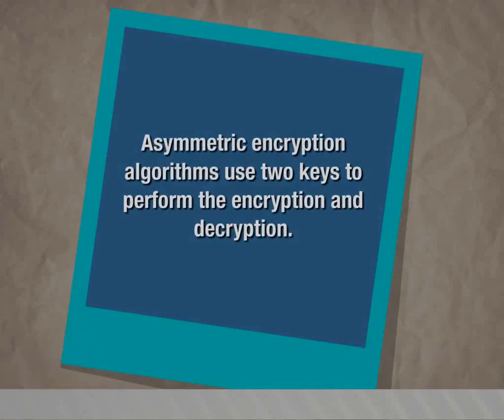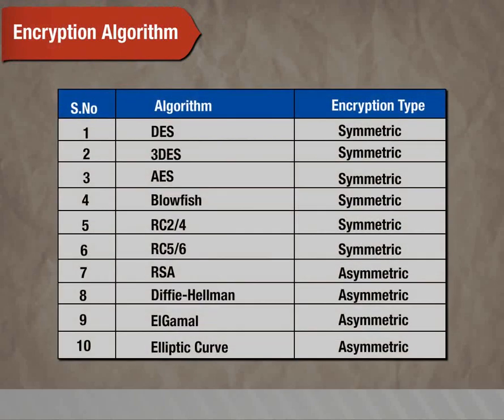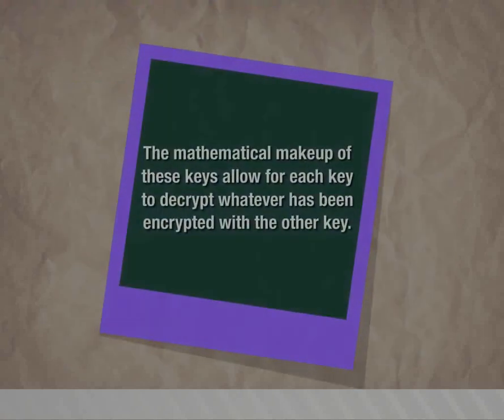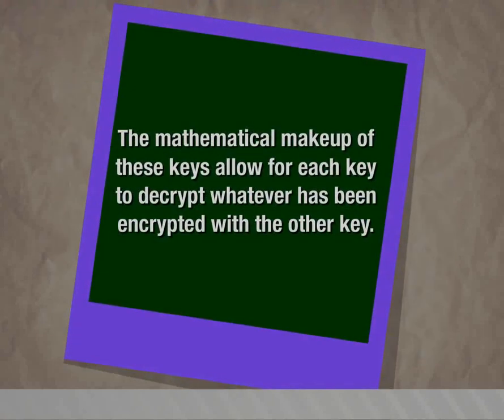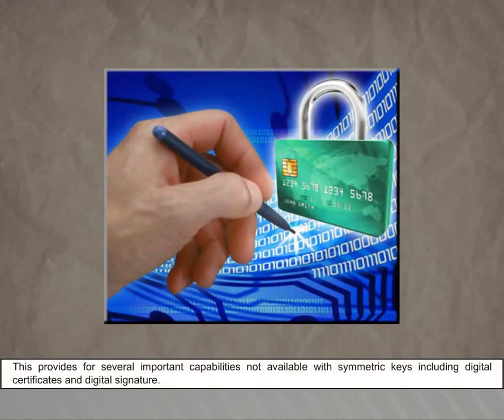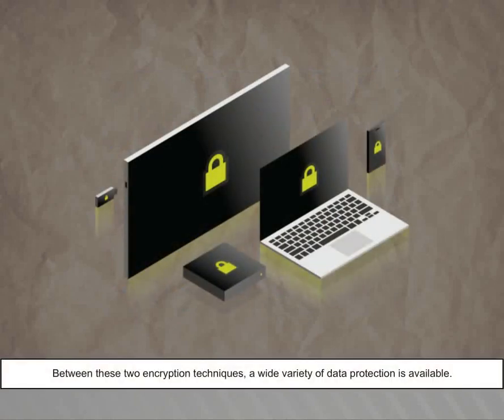Asymmetric encryption algorithms use two keys to perform the encryption and decryption. Symmetric encryption algorithm key length. The mathematical makeup of these keys allows each key to decrypt whatever has been encrypted with the other key. This provides several important capabilities not available with symmetric keys, including digital certificates and digital signatures. Between these two encryption techniques, a wide variety of data protection is available.